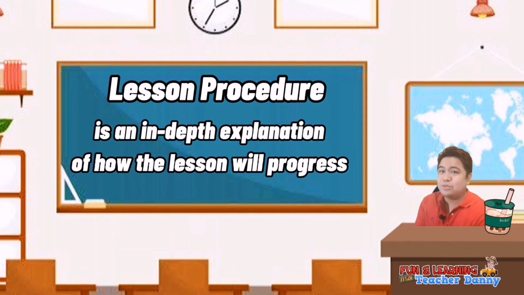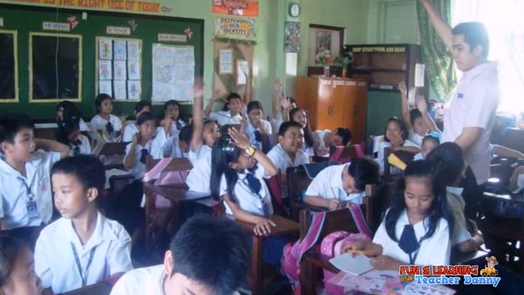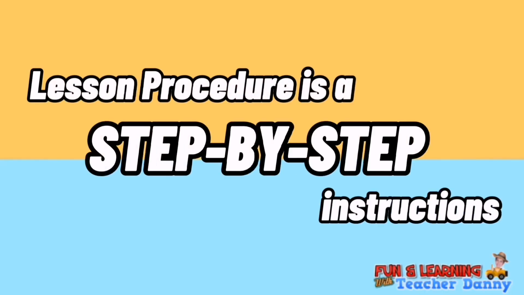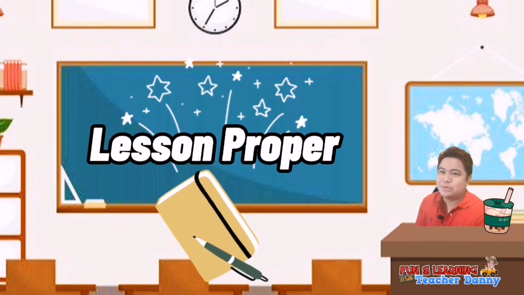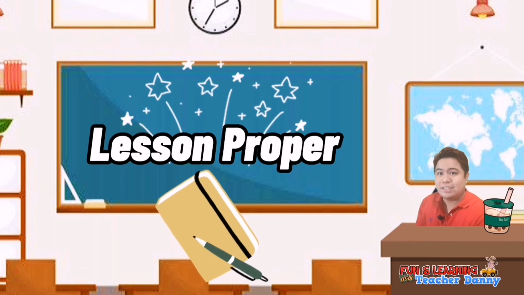Now, your lesson procedure is an in-depth explanation of how the lesson will progress in the classroom. Essentially, it is step-by-step instructions that will walk you through everything, from the time your students enter the classroom until the bell rings at the end of the period, or if the school doesn't have a bell, proper time checking will do. Now, it's smart to be very detailed on this portion of the lesson plan.